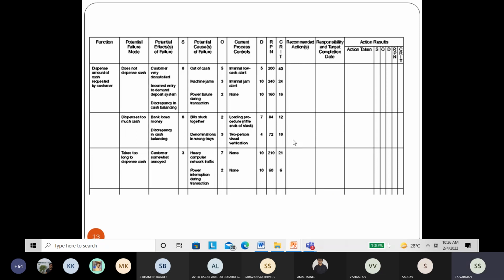Here also we are finding the risk priority number. Now, taking too long to discuss it. So many times at the ATM, this one. So what will be the consequence, the effect of the failure? The customer will be annoyed.